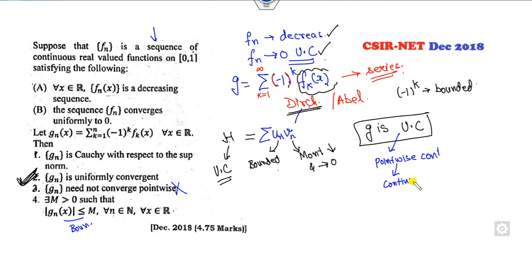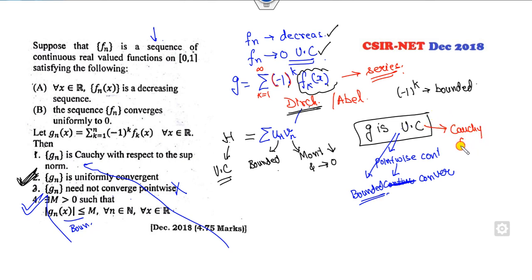It is also convergent. It's uniformly convergent. So uniformly convergent also implies it's bounded convergent. So it's bounded also. This option is also a correct option. It's Cauchy. Once you prove that it's uniformly convergent, every uniformly convergent sequence is a Cauchy sequence. So the Cauchy sequence option is also the correct option.